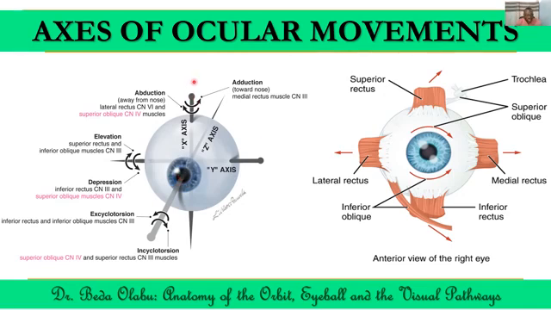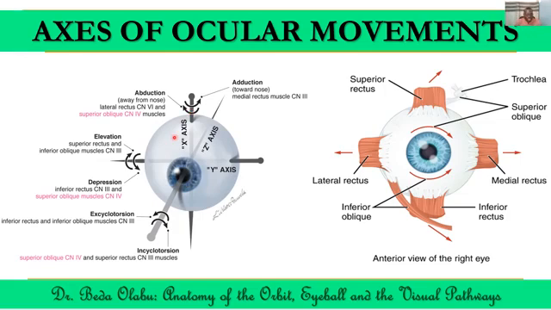Then we have this vertical axis. So the vertical axis is vertical through each eye. The vertical axis allows for adduction and abduction movements of the eye. So if you focus on my right eye, that is adduction, it faces medially, and that is abduction, it faces laterally.